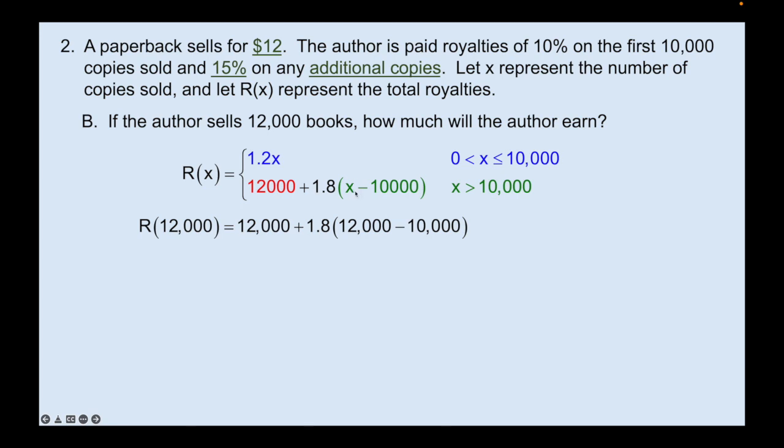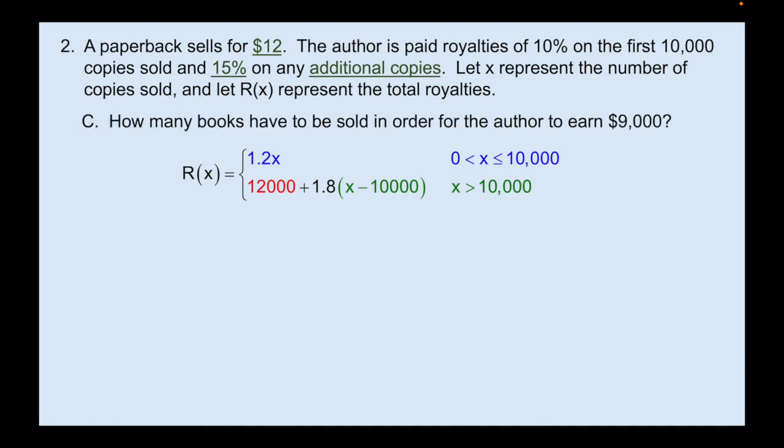And when we plug in 12,000 for X here, we end up getting $15,600. And so you want to make sure that that seems logical. We know that 10,000 would earn the author $12,000, and we know we're earning a higher rate at this second amount. So if we're selling that extra 2,000, it does make sense that we would be around 15,600.